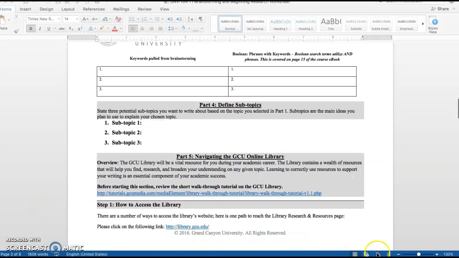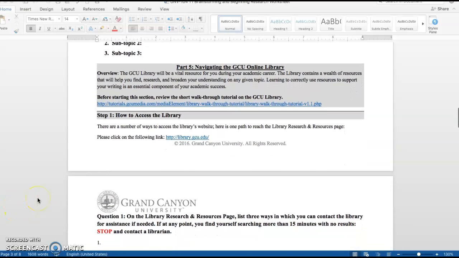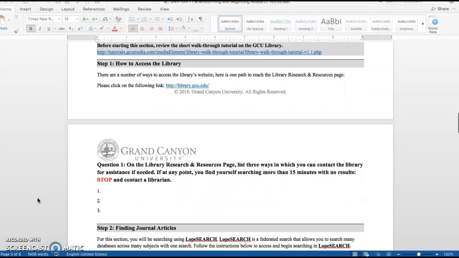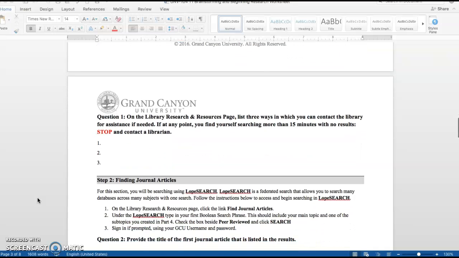Part 5 is going to take you on a bit of a scavenger hunt through the GCU library. The purpose is to give you the opportunity to move around and get comfortable with the library, its layout, and the resources that you're going to be using often.